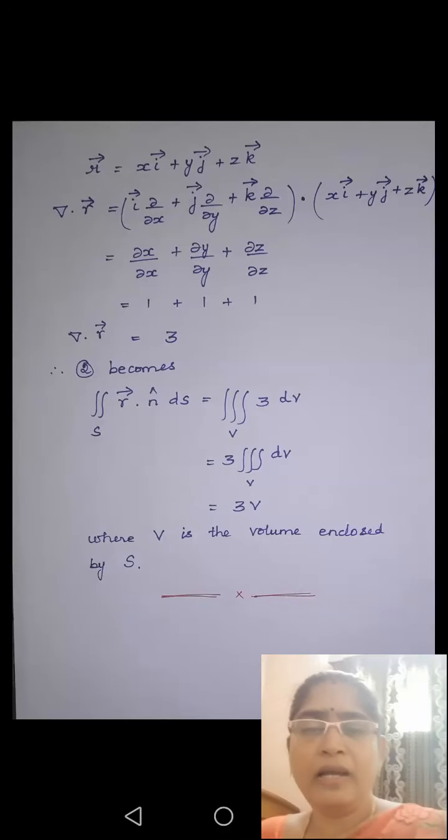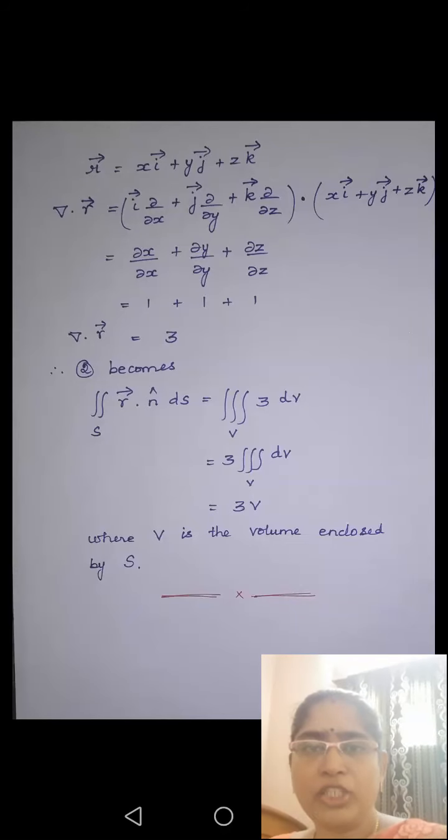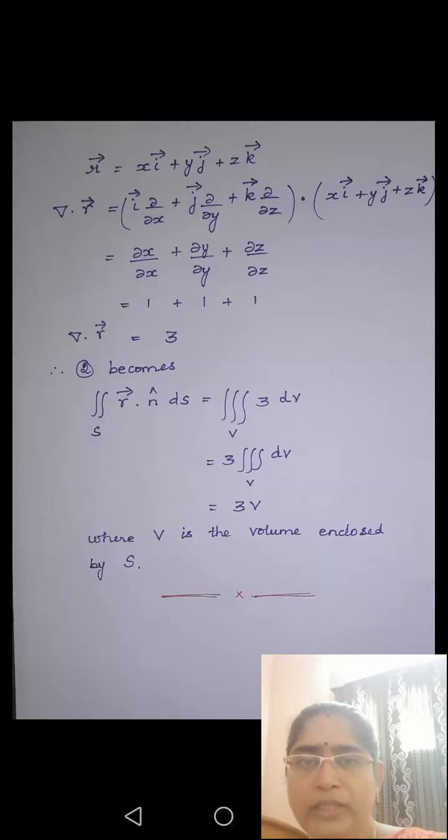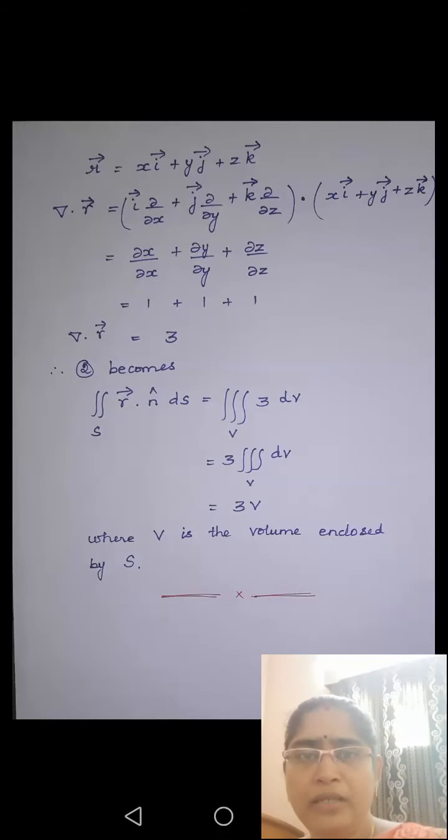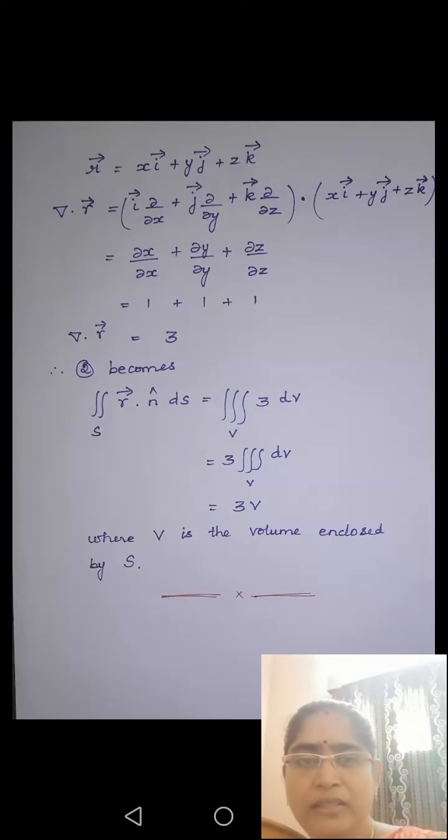We know that i dot i, j dot j and k dot k is equal to 1. Therefore, when we make a dot product, we will be getting dou x by dou x plus dou y by dou y plus dou z by dou z. That is equal to 1 plus 1 plus 1 equal to 3. The value of del dot r vector is 3.